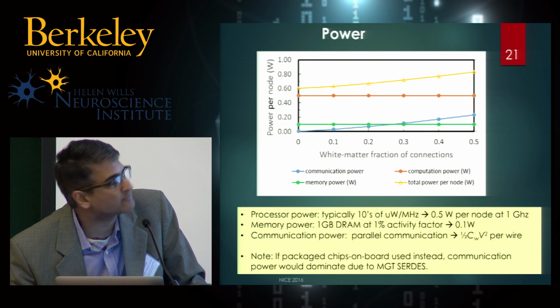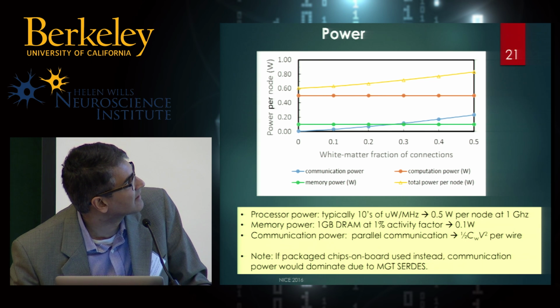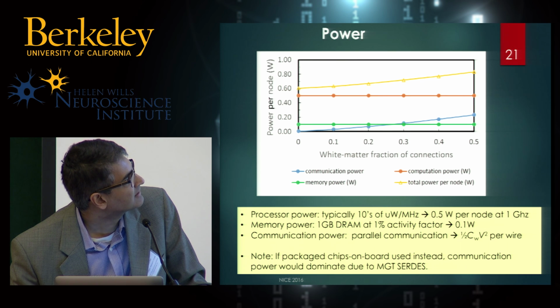Next, we look at the power. So this plot shows us the communication power in blue, the memory power in green, the computation power in orange, and then adding these up, the total power that's expected per node. So let me go through these a little bit step by step.